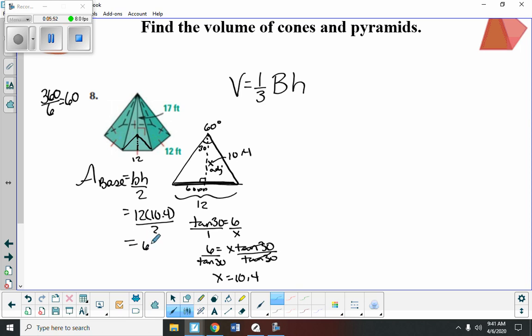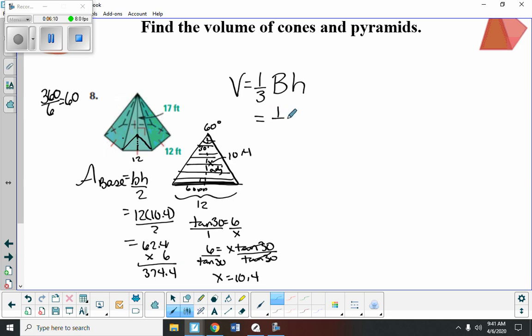And that gives you 62.4. That's the area of this triangle right here. And then there are 6 triangles to make up that hexagon. So we have to multiply that by 6. So that's 374.4. So that is the area of the hexagon.